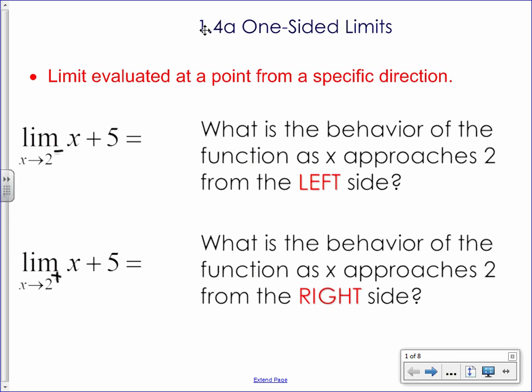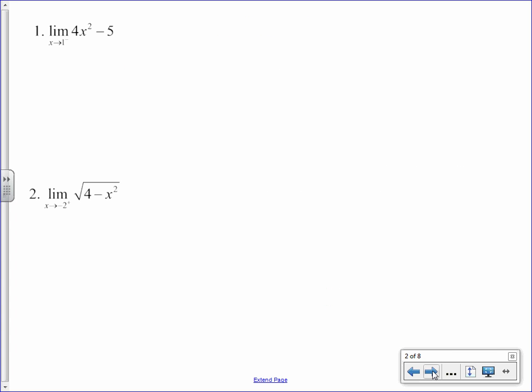Okay, so basic examples here. This is the limit as x approaches 1 from the negative side, so from the left, of 4x squared minus 5. Let's think about what's going on graphically. What is 4x squared minus 5? It's a parabola, shifted and vertically stretched. Like this, right?